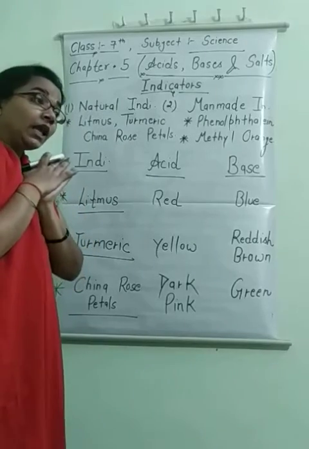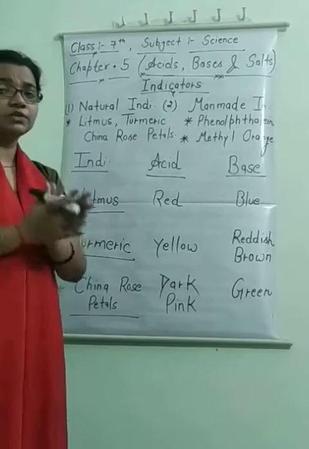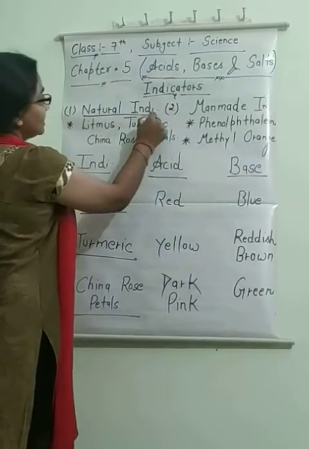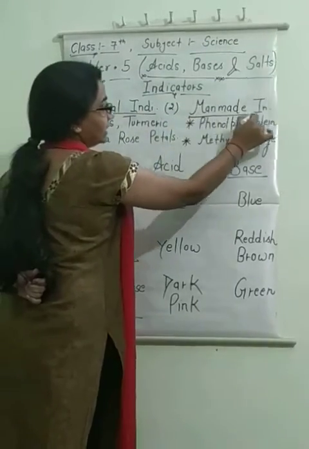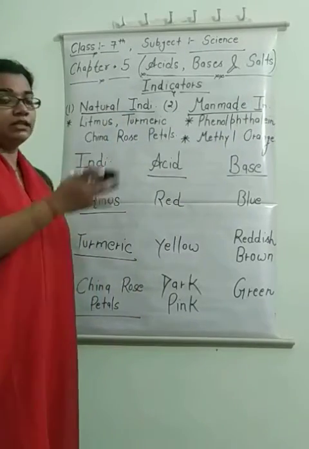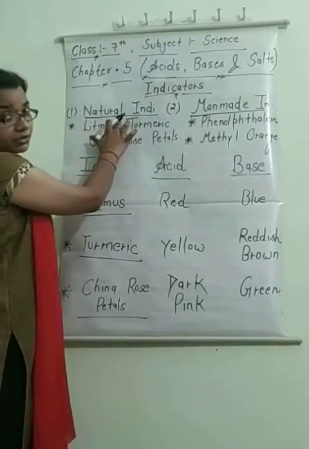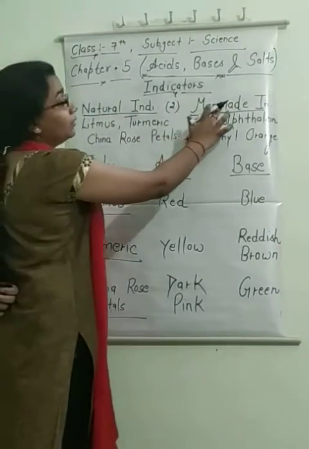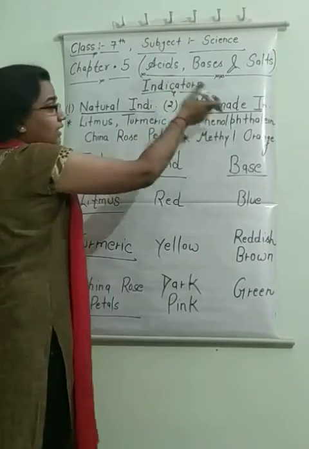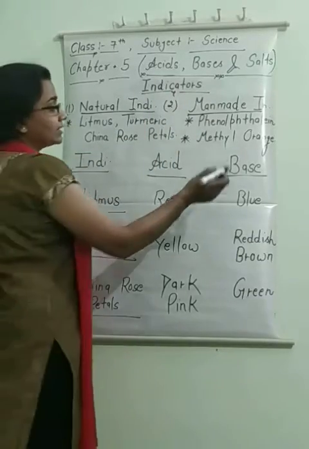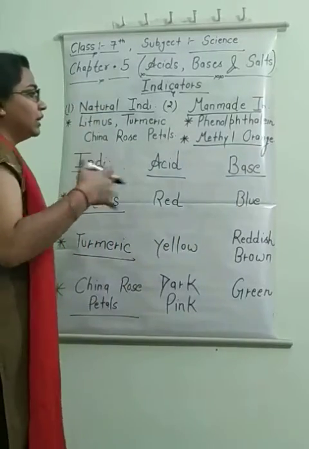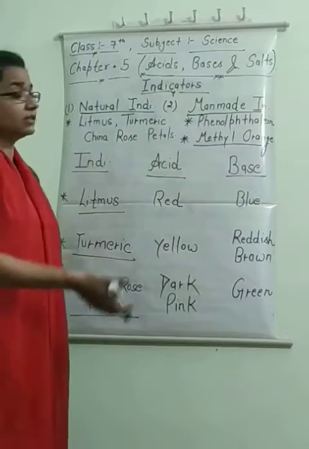Now, in nature, two types of indicators are present. First one is natural indicator. Second one is man-made indicator. Natural, by name you can easily understand, these types of indicators are present in nature. We can find them in nature. And man-made are made by us. In laboratories, in chemical use or at a very higher level, these man-made indicators are used.